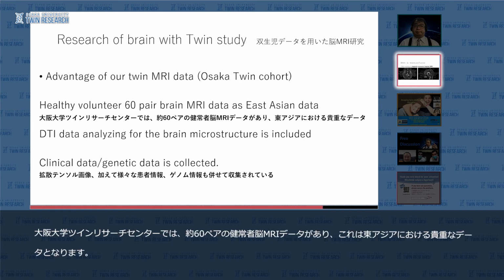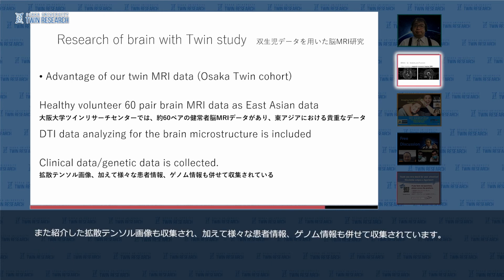For brain research, we have around 60 pairs of twins as East Asian data. Brain MRI data includes DTI to analyze brain neuronal fibers, and our twin data includes clinical data and genetic data as well.